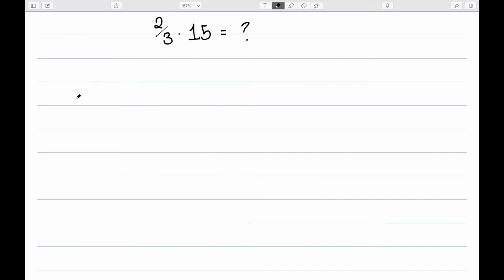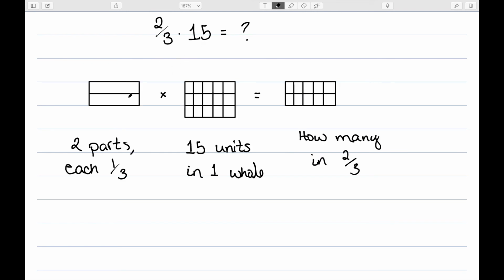Let's think about what this means in terms of pictures. So when we think of 2/3 times 15, that means we have 2 parts that are each 1/3. One whole unit has a total of 15, so we want to know how many in 2/3. In this case, it would be a total of 10.